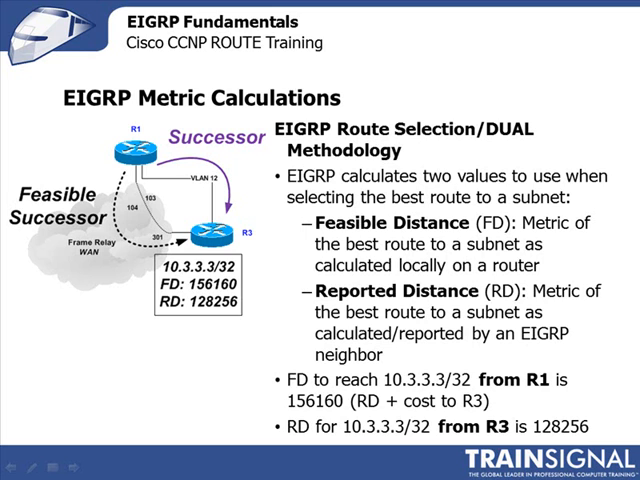In this particular case, you see that the feasible distance to 10.3.3.3/32 from R1 is 156160. It's essentially whatever the reported distance is. Notice it says 128256. It's that plus whatever R1's cost is to reach R3. So you put those two together and you end up getting the feasible distance. So 156160 and 128256 are the feasible distance and reported distance in calculating the EIGRP metrics.